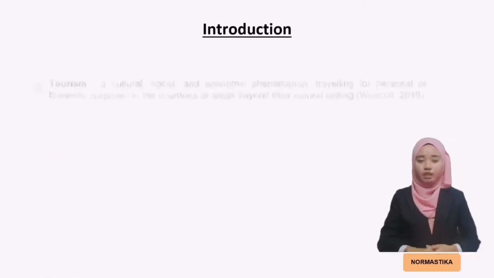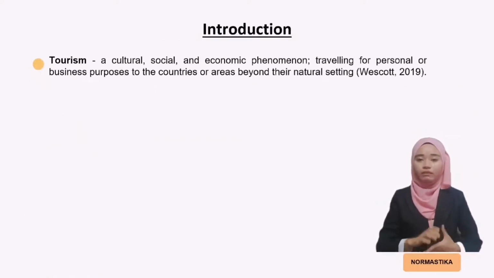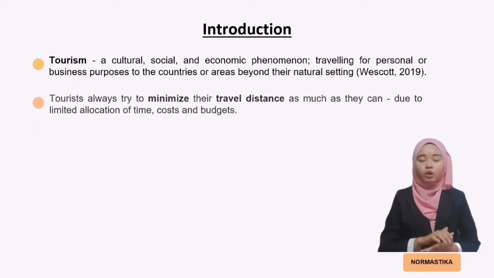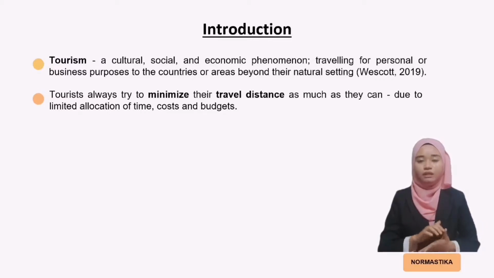Introduction. Tourism is associated with cultural, social, and economic phenomena that involve traveling to areas beyond the natural settings. Tourism is Malaysia's biggest and fastest growing sector that brings long-term impact to the economic growth, country development, and other related service sectors. In tourism, tourists always try to minimize their travel distance as much as they can due to the limited allocation of time, cost, and budgets. One of the solutions for this problem is finding and determining the shortest path and optimal routes. This can be achieved by applying graph theory, which uses the shortest path algorithm.